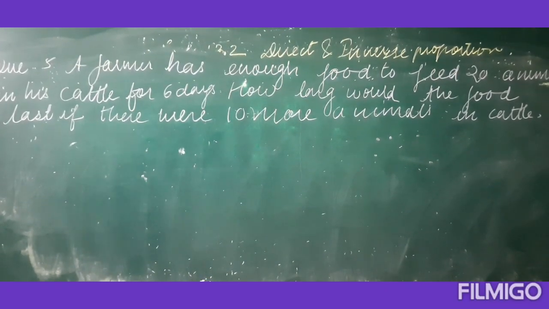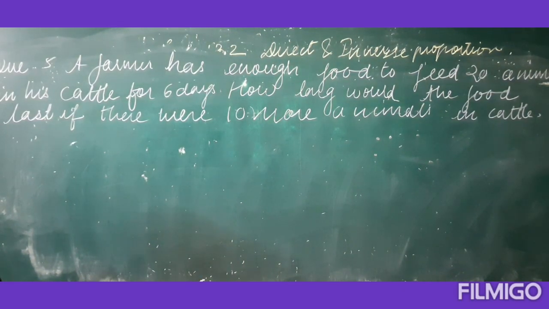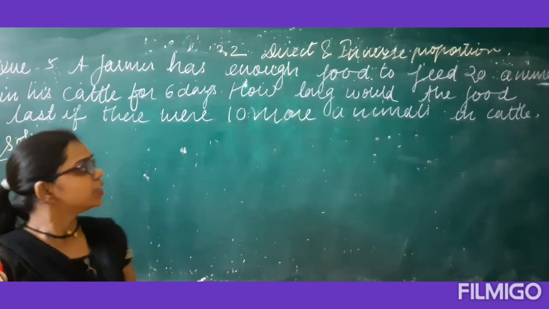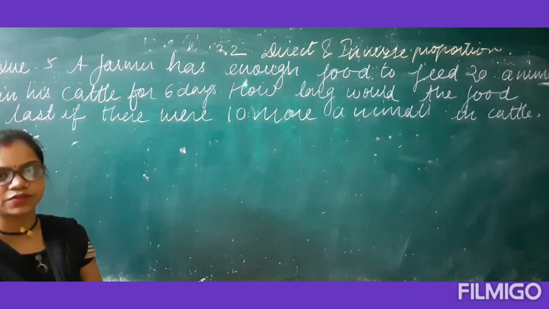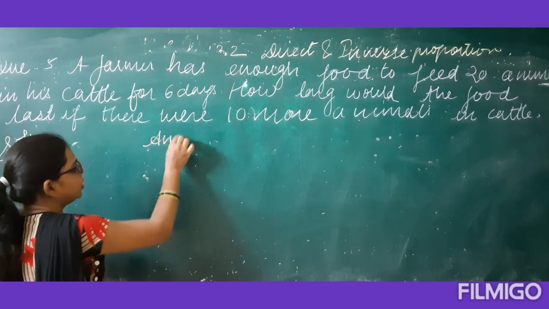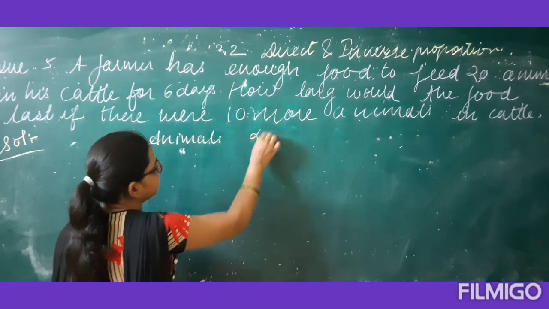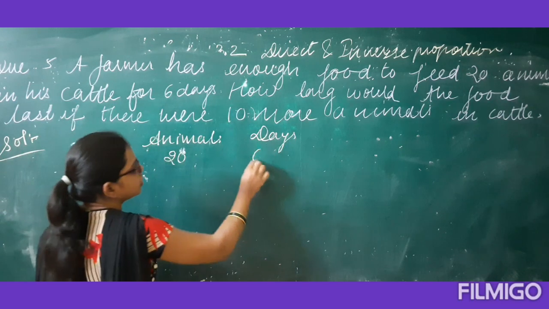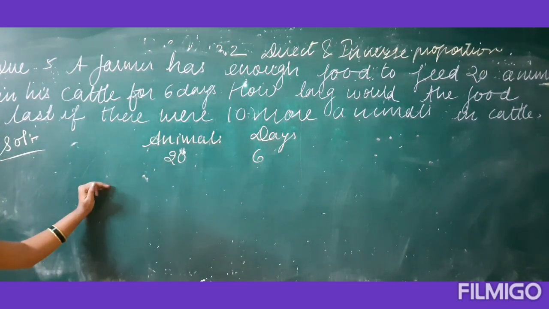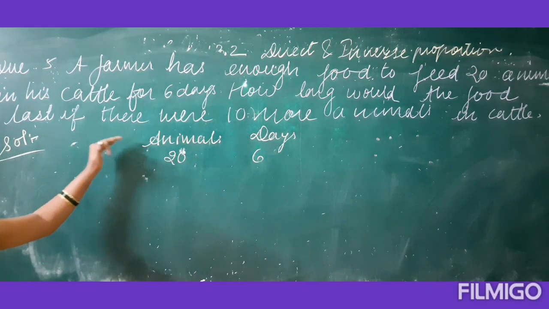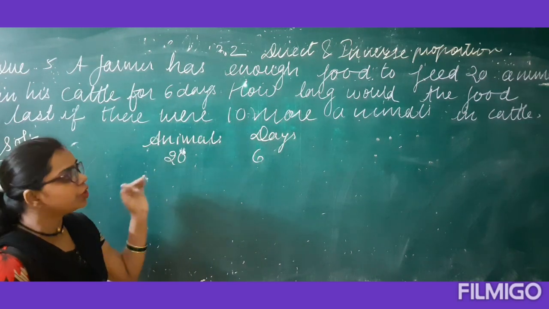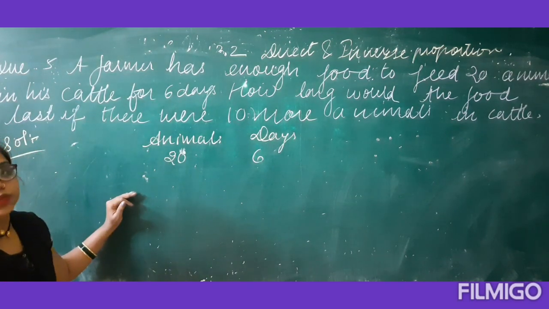This is question number 5. Here the question is saying a farmer has enough food to feed 20 animals in his cattle for 6 days. Means there is a farmer who has enough food so that he can feed 20 animals for 6 days. Here he is talking about animals and days. This much food he is having. So how long would the food last if there are 10 more animals added in the cattle?